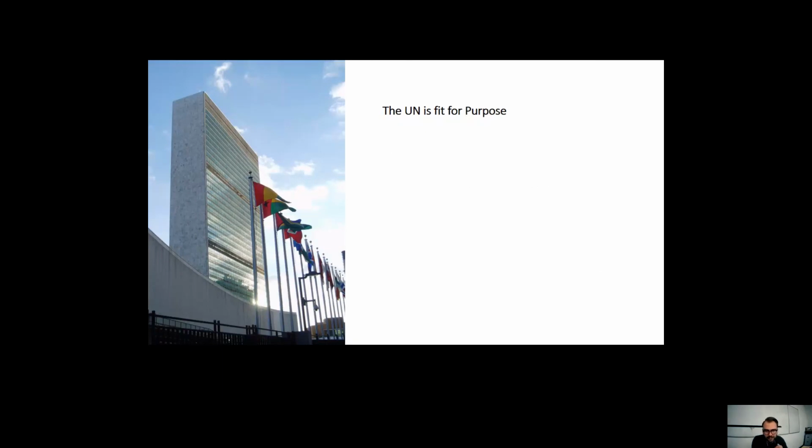However, let's be a little bit more positive and let's consider how the UN is fit for purpose. Well, first of all, the UN Security Council remains this powerful forum. Yes, it is intransigent, but it has helped to maintain peace and security around the world.